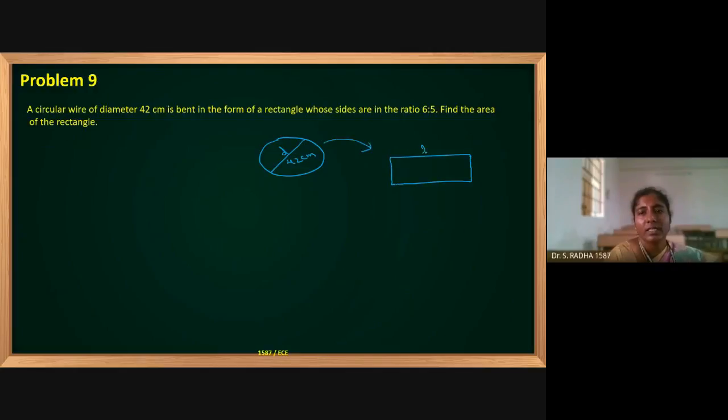Its length and breadth is there, and length is to breadth is nothing but 6:5. We will take 6x, 5x. Length is to breadth equal to 6x is to 5x. Now we are supposed to find the area of the rectangle. Already diameter is given.